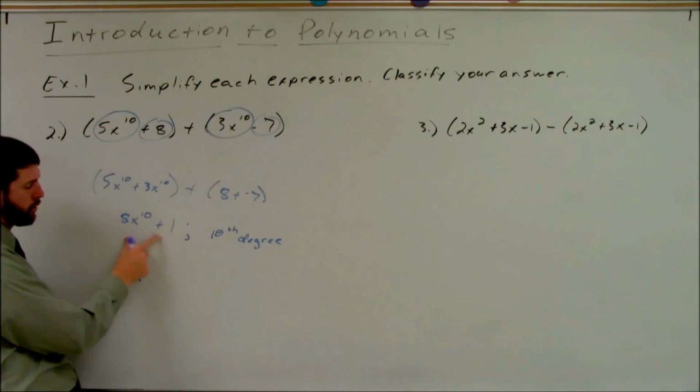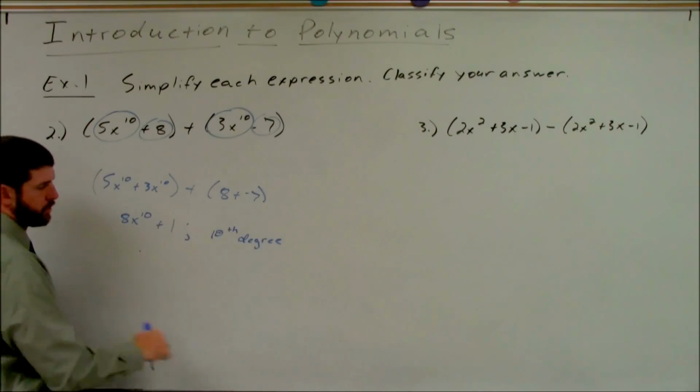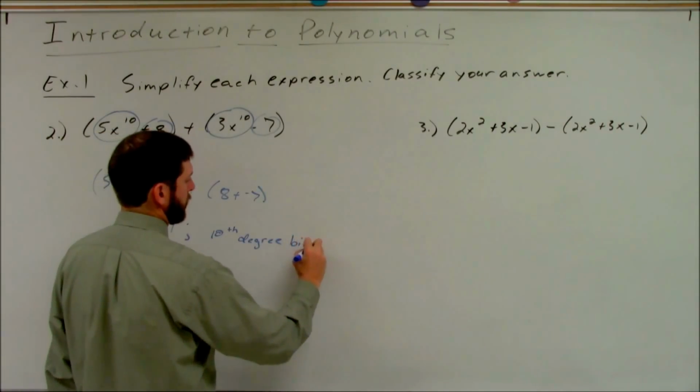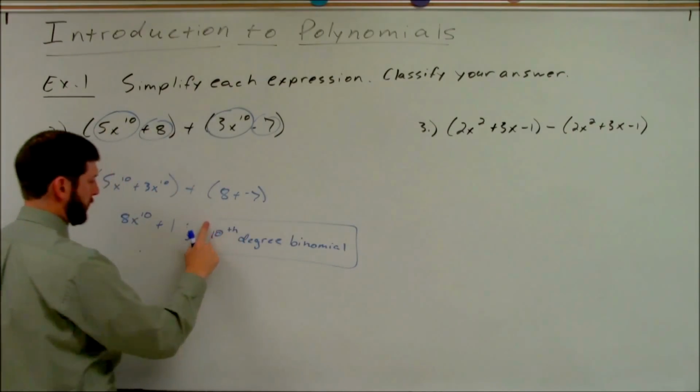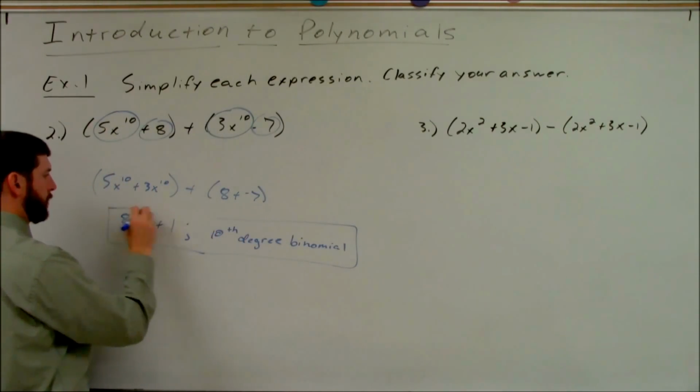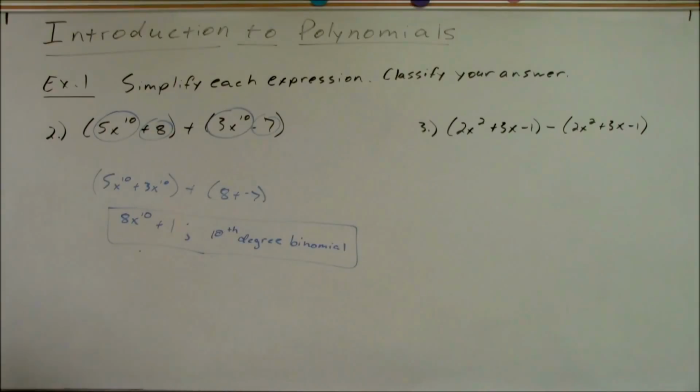And then we have two terms. 8x to the 10th plus 1 is two terms. So that's a binomial. So 10th degree binomial, 8x to the 10th plus 1.